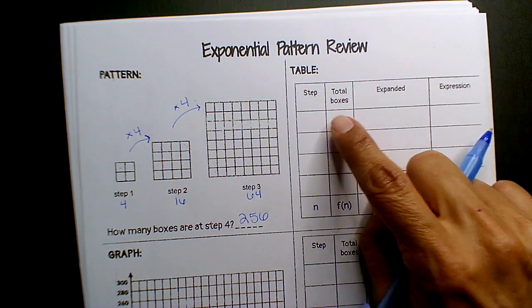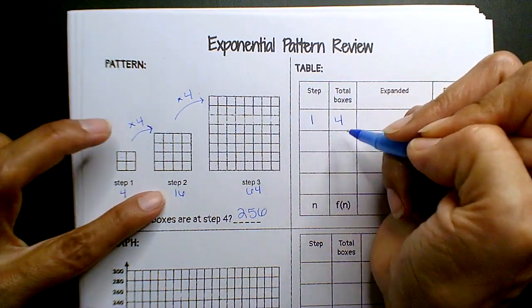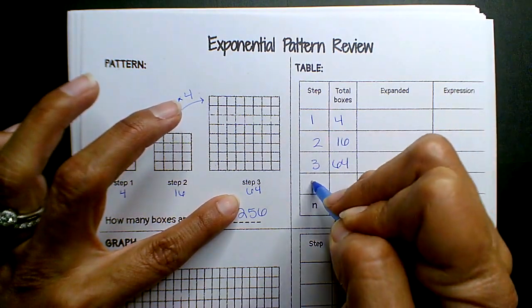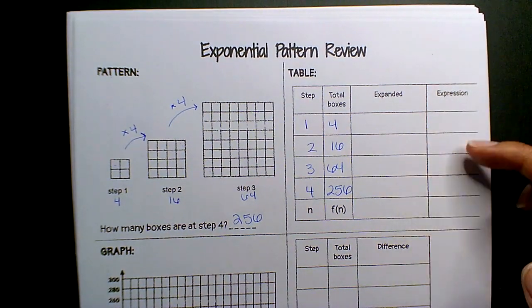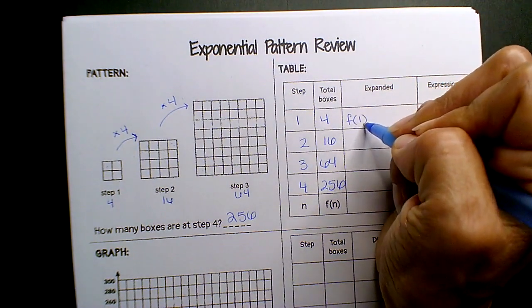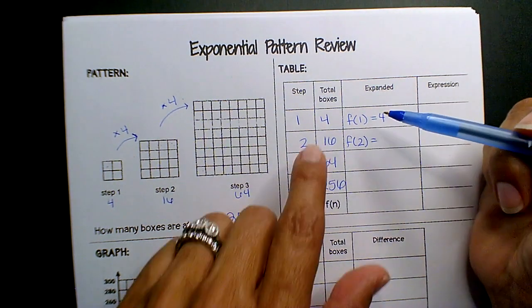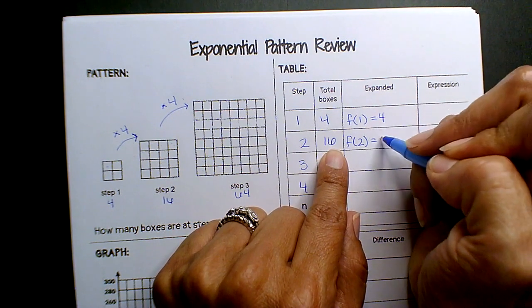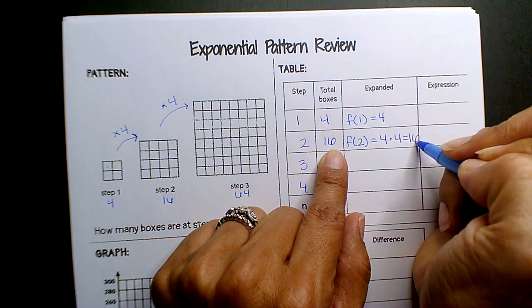Okay, so then walking around yesterday, you all had your step 1 was 4, 2 was 16, 3 was 64, 4 was 256. Then you went into expanded expression, and you did the function notation of the first step has 4. The second step, what is occurring? How do you get 4 boxes to become 16 boxes? You take the prior and multiply it by 4, and that's how you got 16.